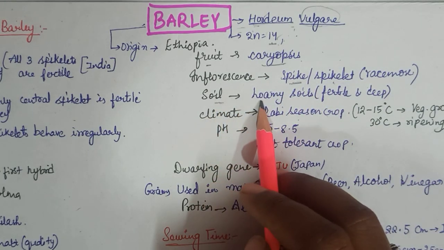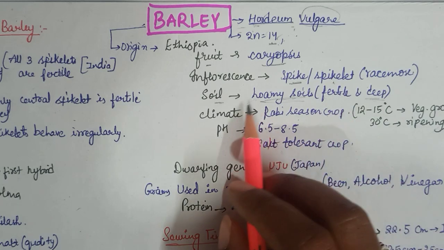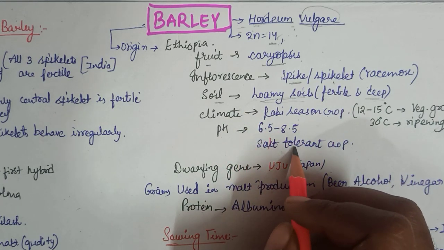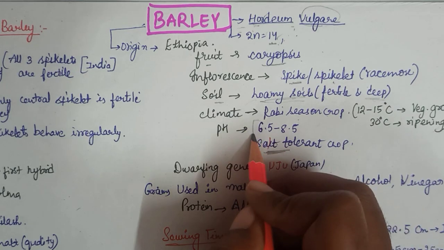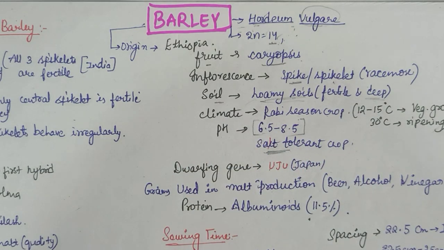Next, soil: loamy soils are used, which are very fertile and deep, and it can withstand drought conditions, and it can also grow in saline soils. It is a salt tolerant crop, and the pH is between 6.5 to 8.5. So it can withstand alkaline conditions and saline conditions as well.